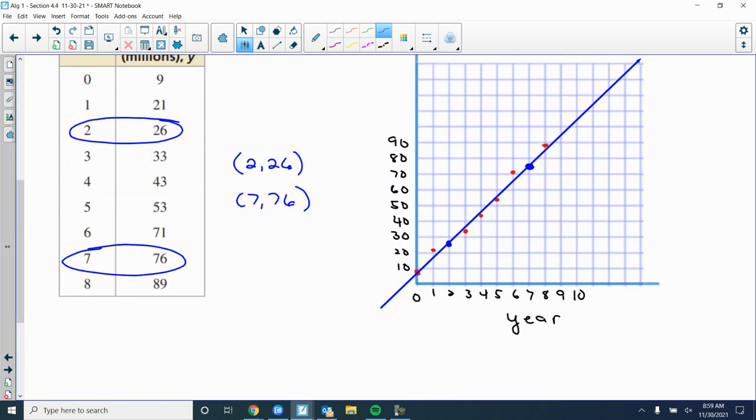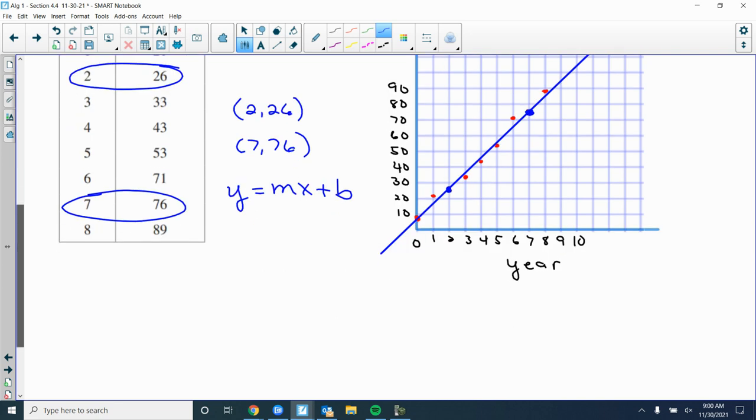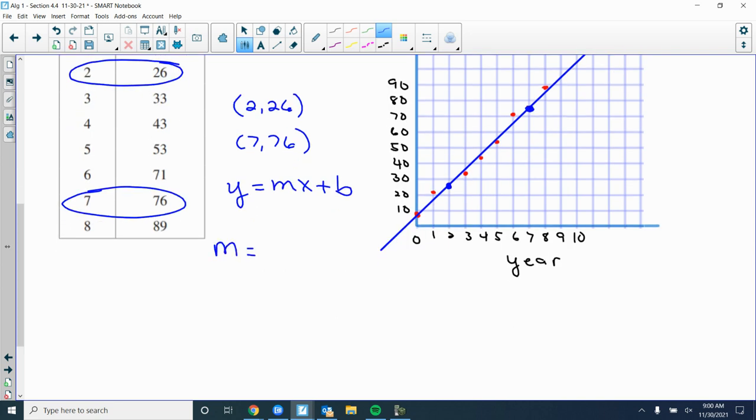Okay. We got to come up with an equation. This was our whole last test. How do I find an equation given 2 points? Got to find the slope. Now I am going to put it in y equals mx plus b form. So we have to find the slope. So we're going to do m equals y2 minus y1, which is 76 minus 26, over 7 minus 2.